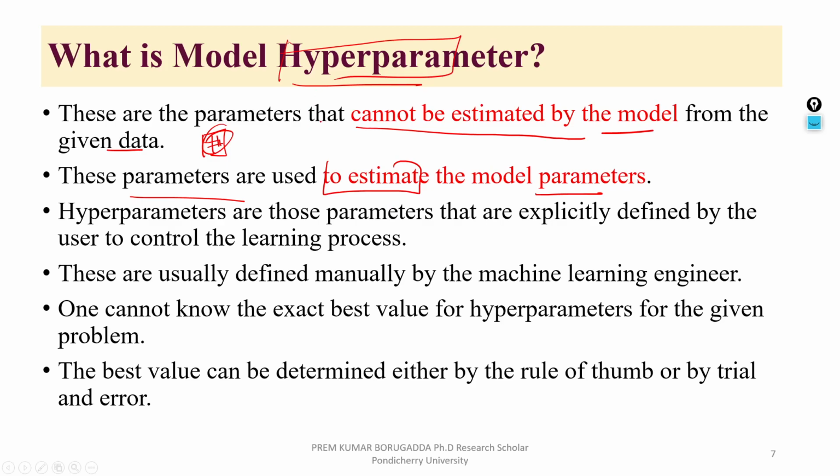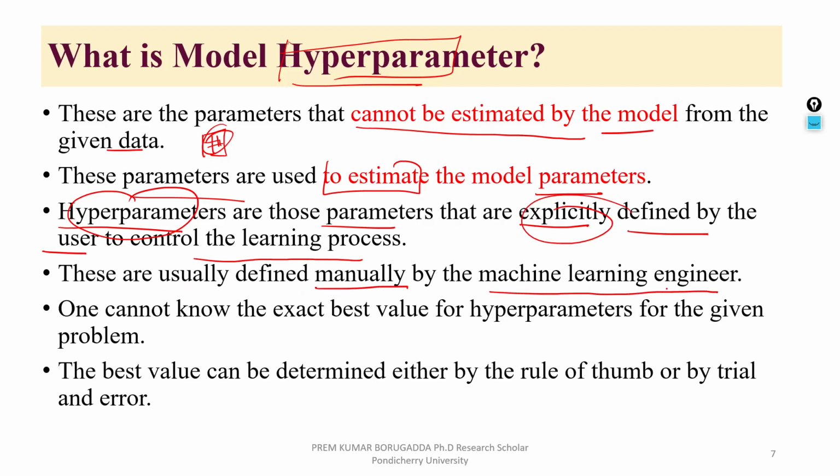So what is meant by hyperparameters? Let's see. Hyperparameters are those parameters that are explicitly defined by the user to control the learning process. While training the model, for controlling the learning process we have to set them manually. They are usually defined manually by the machine learning engineer. One cannot know the exact best values for the hyperparameters for a given problem.